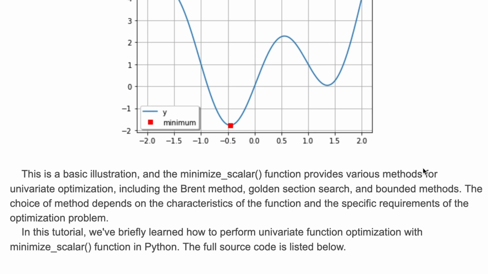That's it for this tutorial. In this tutorial, we briefly learned how to perform univariate function optimization with minimize scalar function in Python.